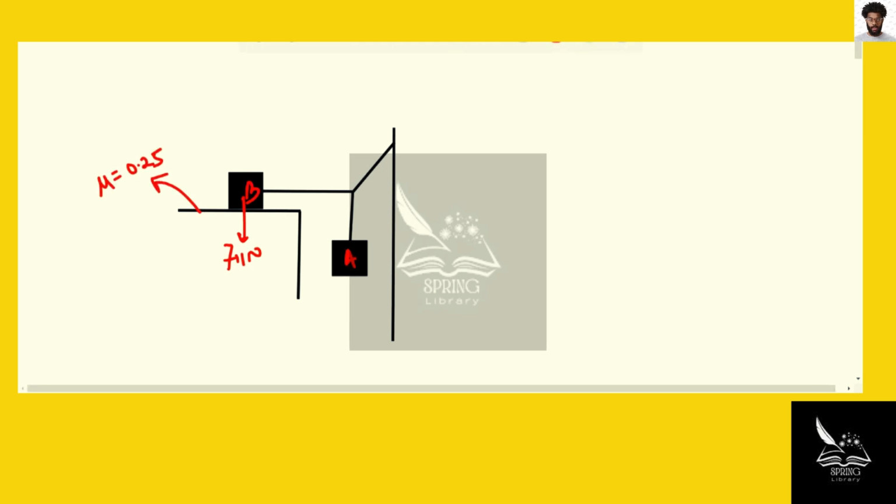So here we need to first draw the free body diagram of both these objects. First, talking about object B. On B there will be a tension force to the right, and there will be a normal reaction force. There will be weight acting in the downward direction, and there will be a friction force which will be mu times the normal reaction.